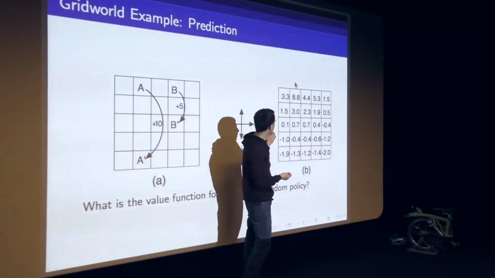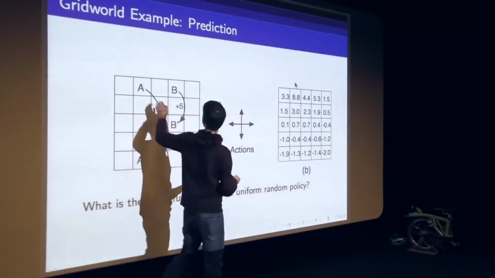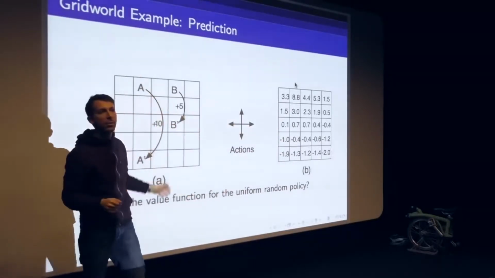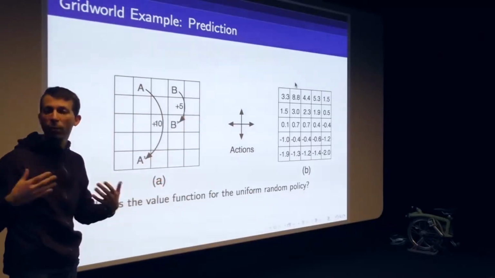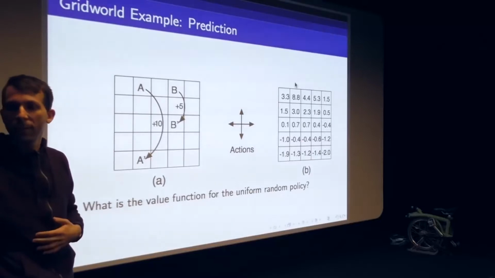This is the answer. At best, if you're in this top state here, you get 8.8 units of reward in total going into the future, roughly. And we'll see how to solve these things in subsequent lectures.